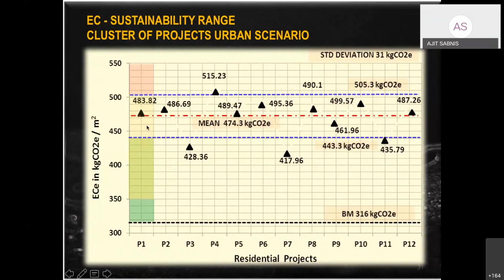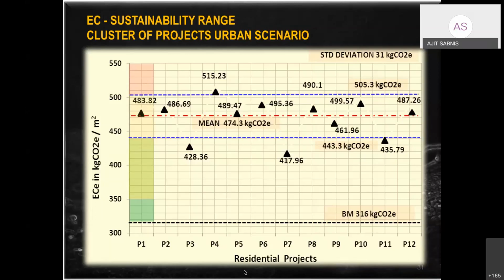For example, there was a particular project which had about 515.23 kg CO2 per square meter as its value, and you can see it again falls in the border zone. So this is how it is possible for us to classify the buildings when we apply it in the cluster zone. Believe me, this can be extended further also.